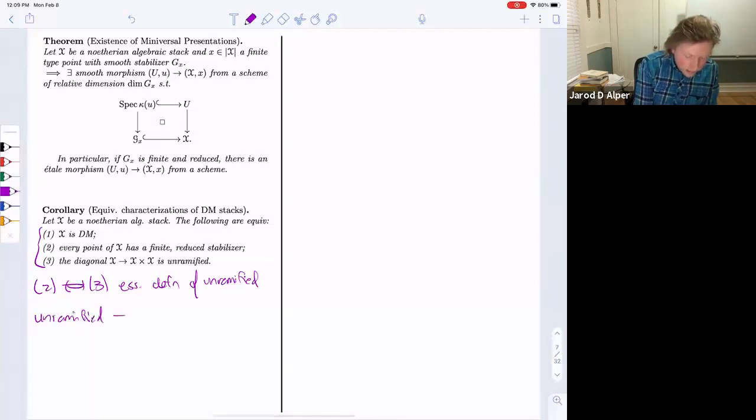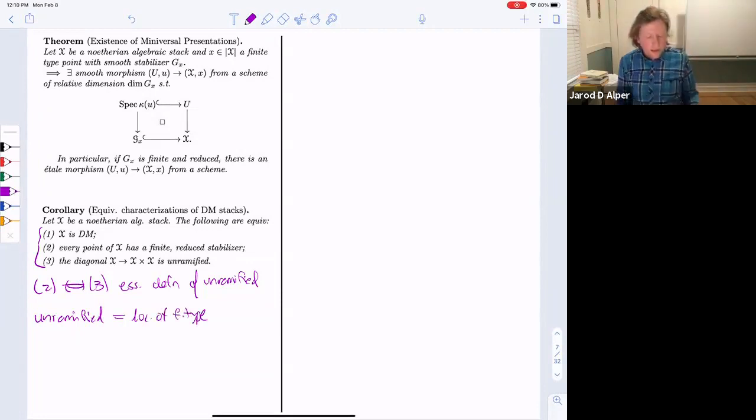So unramified is locally of finite type. And here, we even have a Noetherian hypothesis, so we know that for any algebraic stack the diagonal is always locally of finite type. But here, because of the Noetherianness, we even have that it's finite type. But once you have that locally finite type hypothesis, the condition of being unramified is just checked on fibers. It just means that all fibers are discrete and reduced.